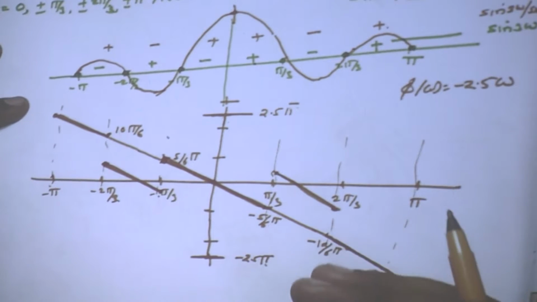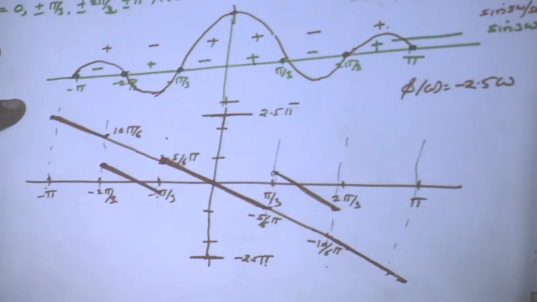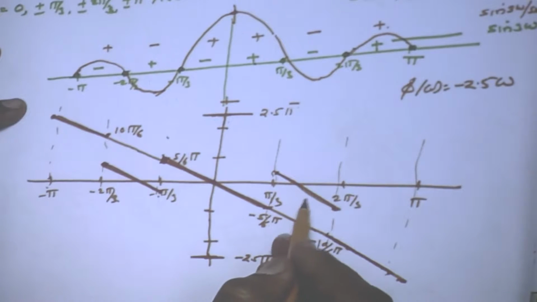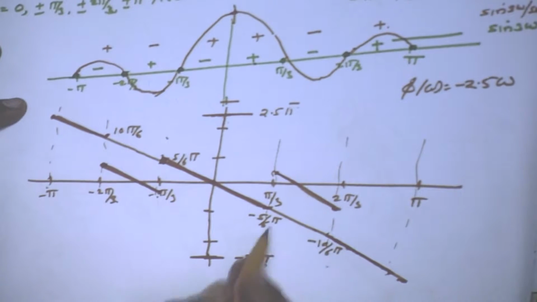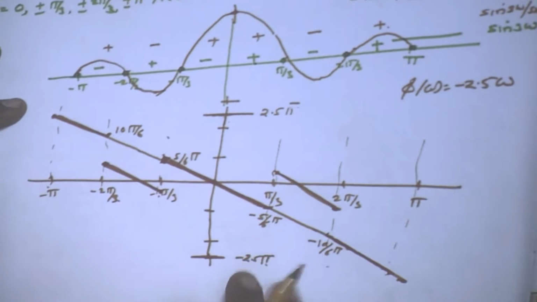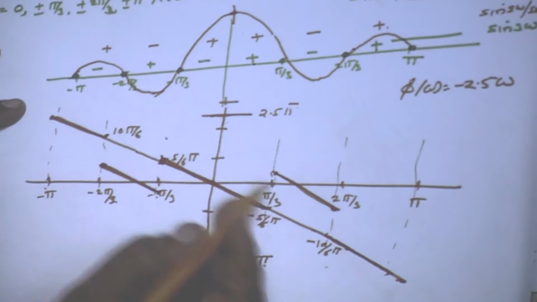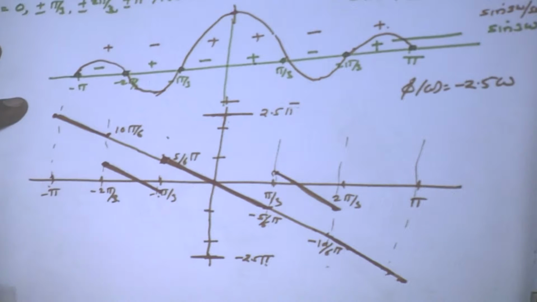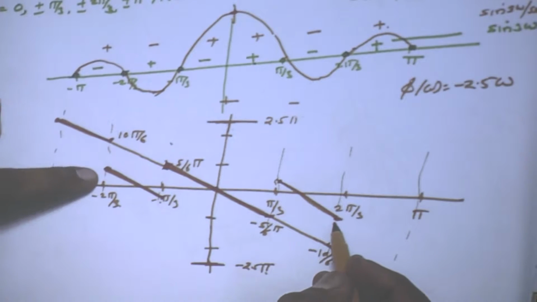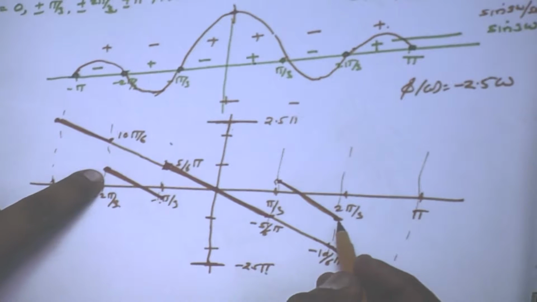Minus 2.5 pi plus pi will be this straight line, plus pi. Same slope but differing in y intercept. Y intercept is going to be pi for this straight line. Okay. Now this is all right. All up to this, it's between minus pi to plus pi.